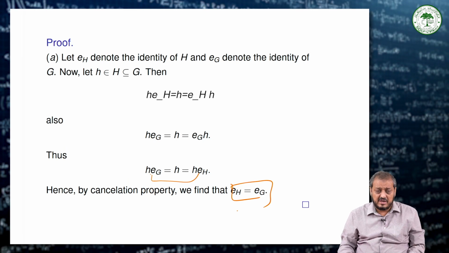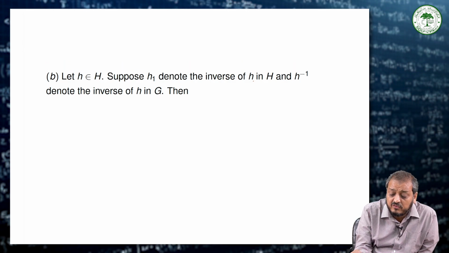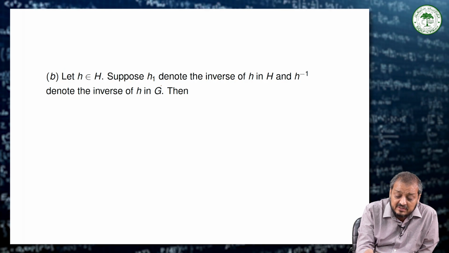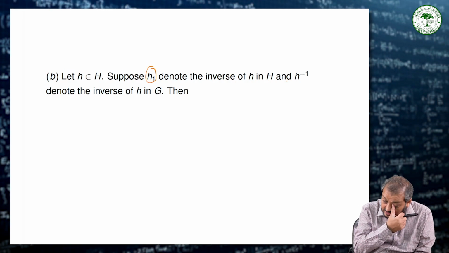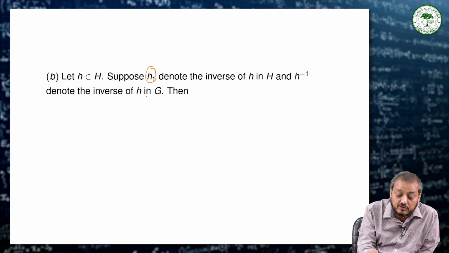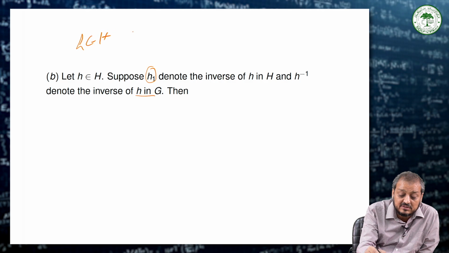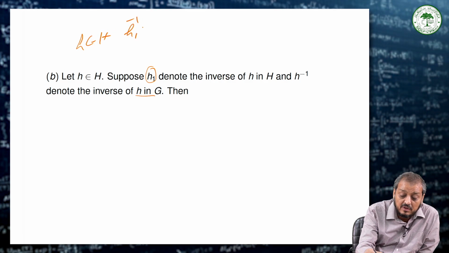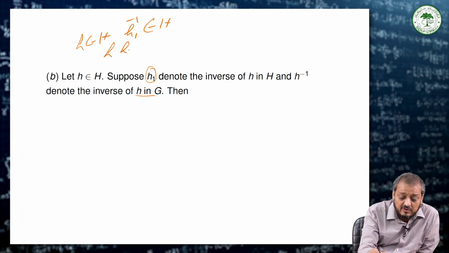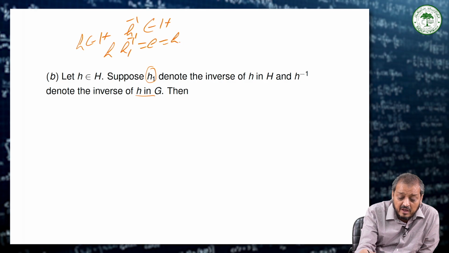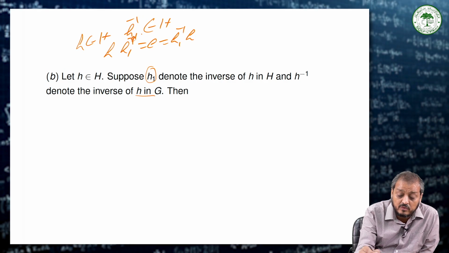Now next we try the inverse case. Let h be an element of H and let h1 denote the inverse of h in H, and let h inverse denote the inverse of h in G. So h1 is the inverse of h in H. This means h h1 is equal to the identity, and h1 h is equal to the identity.